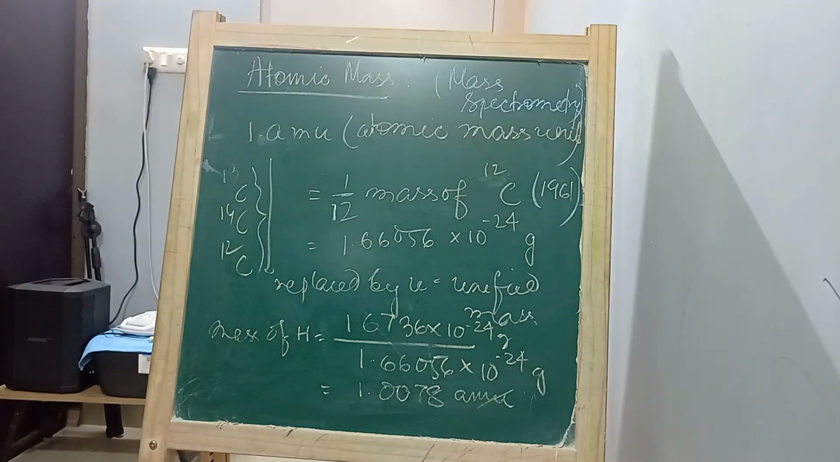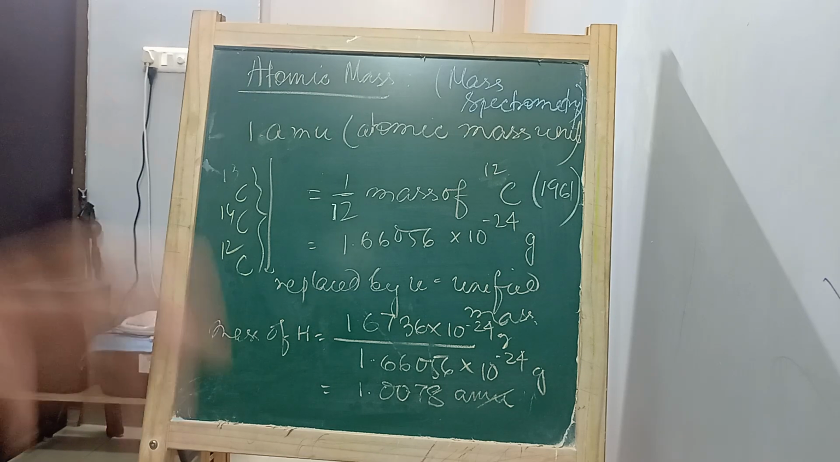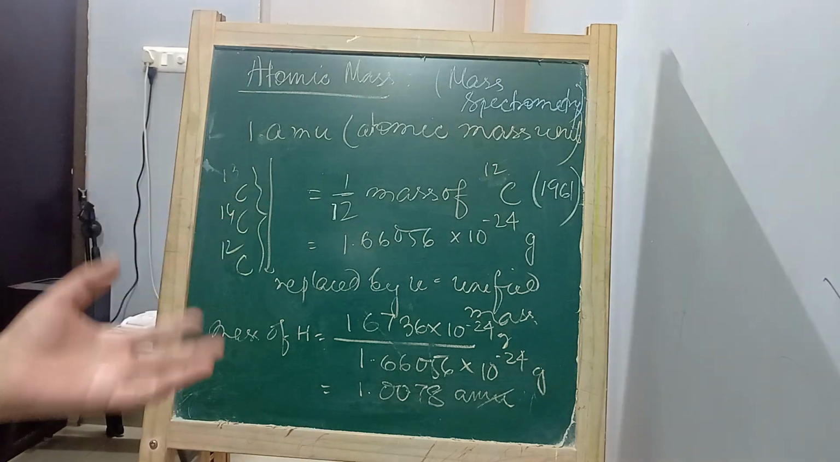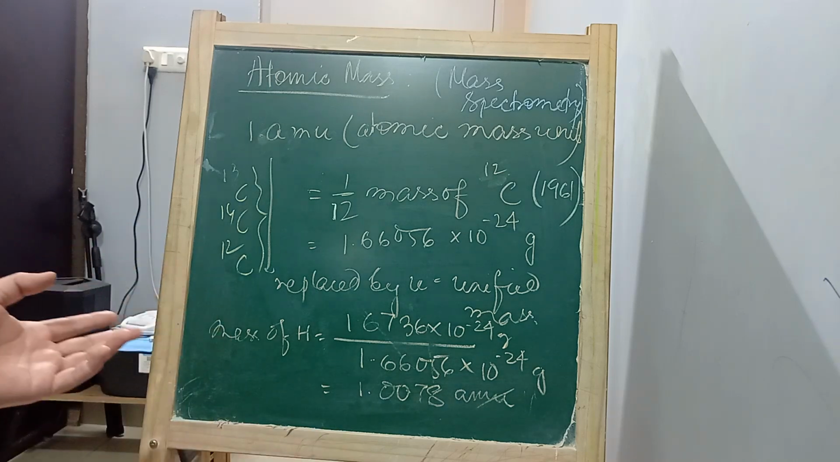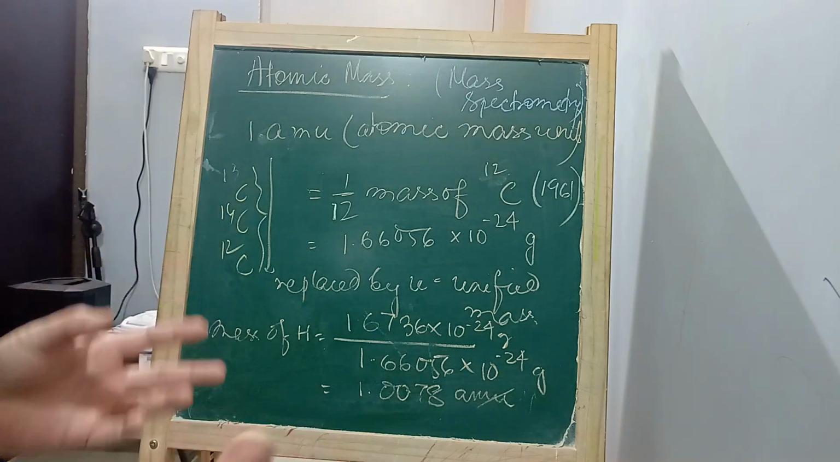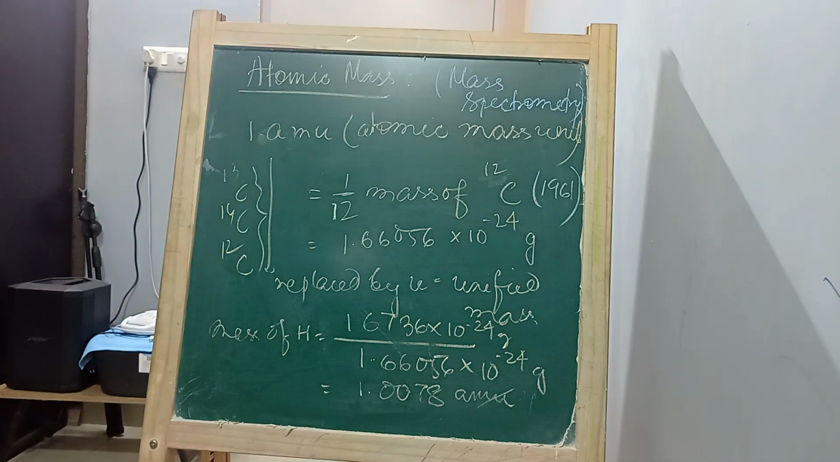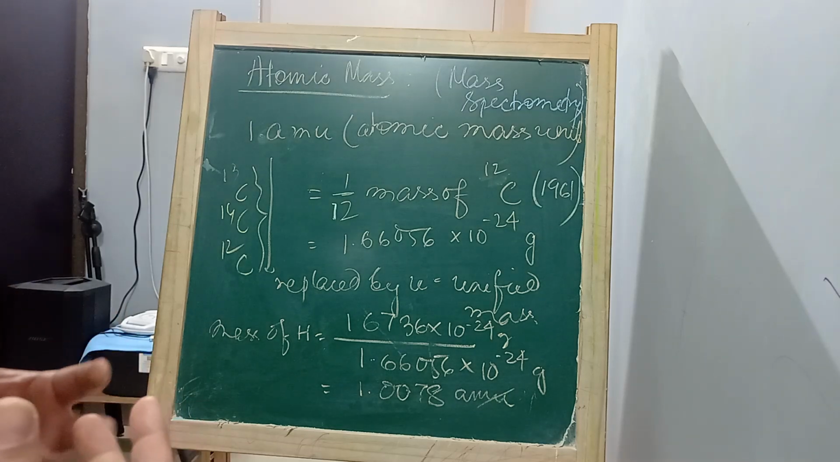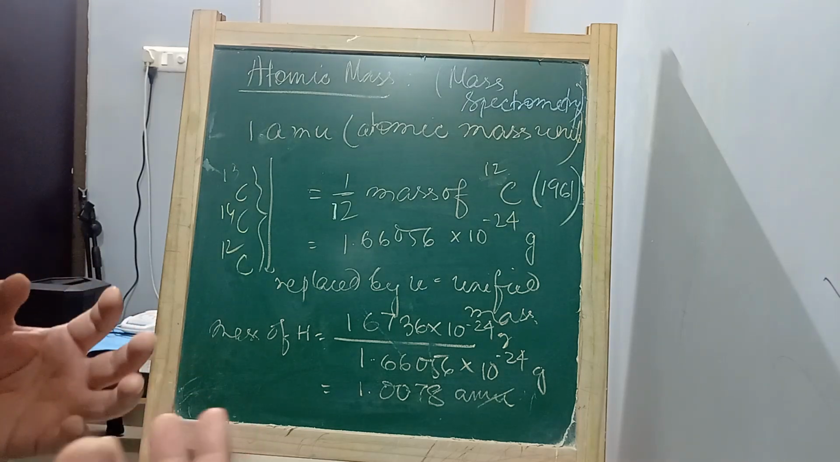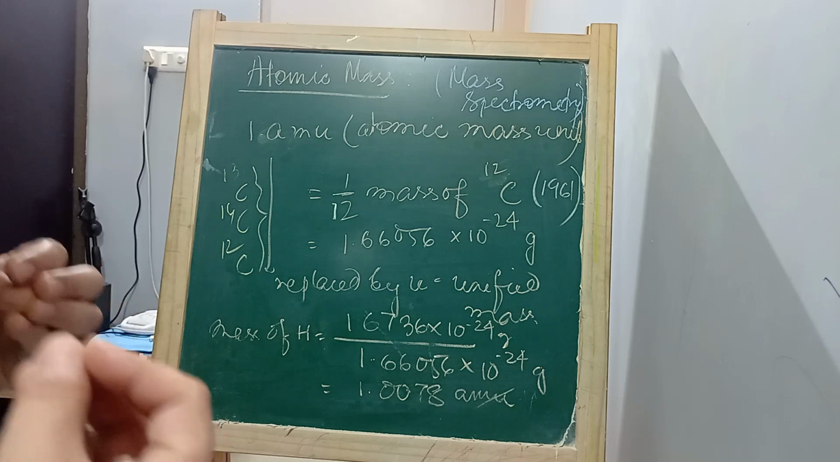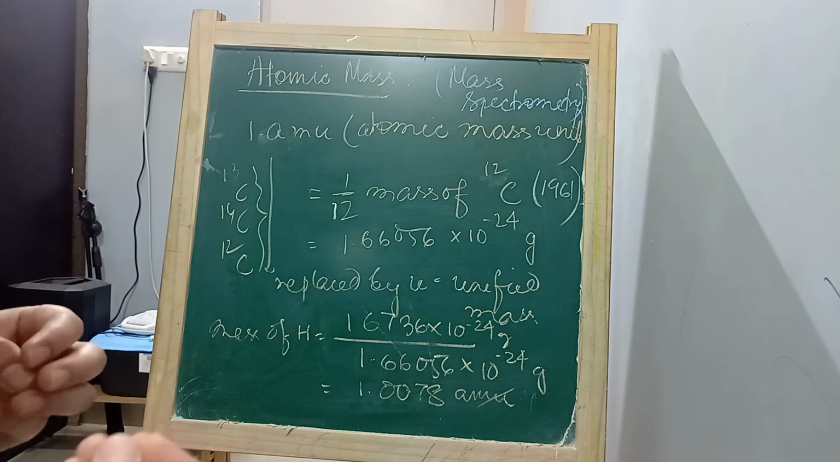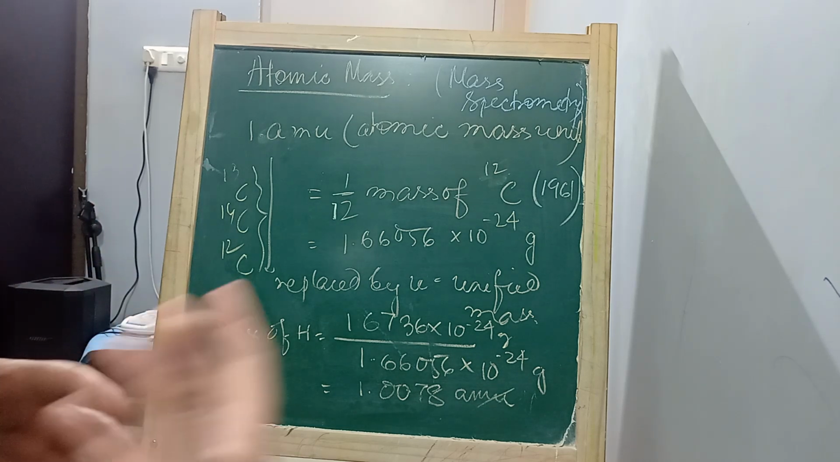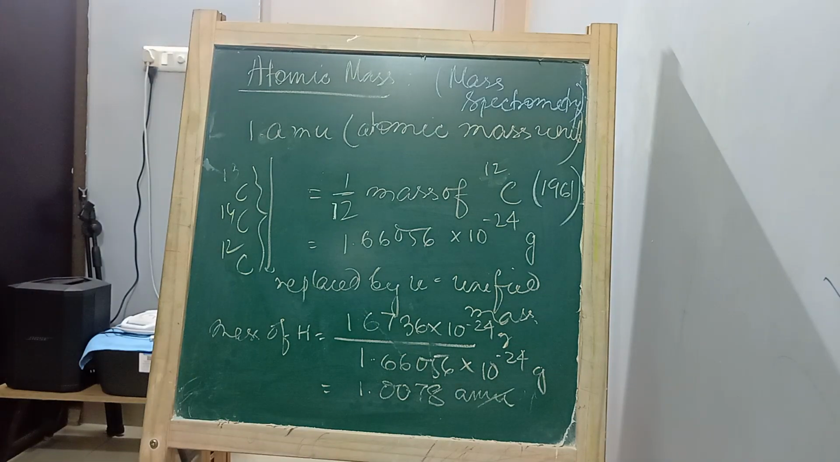Let's see, what is atomic mass? Atomic mass is one of the unique properties of an element. An element is made up of its atoms, which are all the same. For an element like oxygen or carbon, its atoms will be the same. All the atoms of carbon are the same, or all the atoms of oxygen are the same.